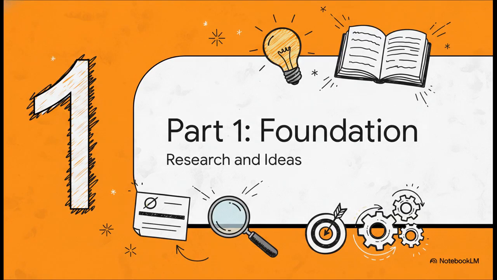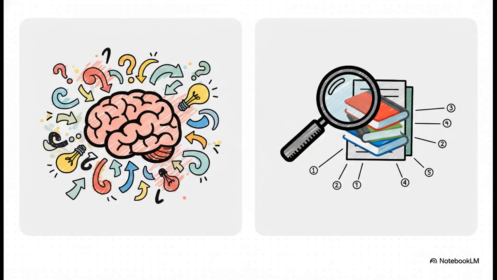Okay, first things first. Every single great project starts with a solid foundation. So this first batch of tools is all about brainstorming, doing your research, and really sharpening that initial concept before you ever think about hitting create. Let's start with your core idea generators. Think of Gemini as your creative brainstorming partner. It's perfect for tackling really complex problems and getting innovative solutions.